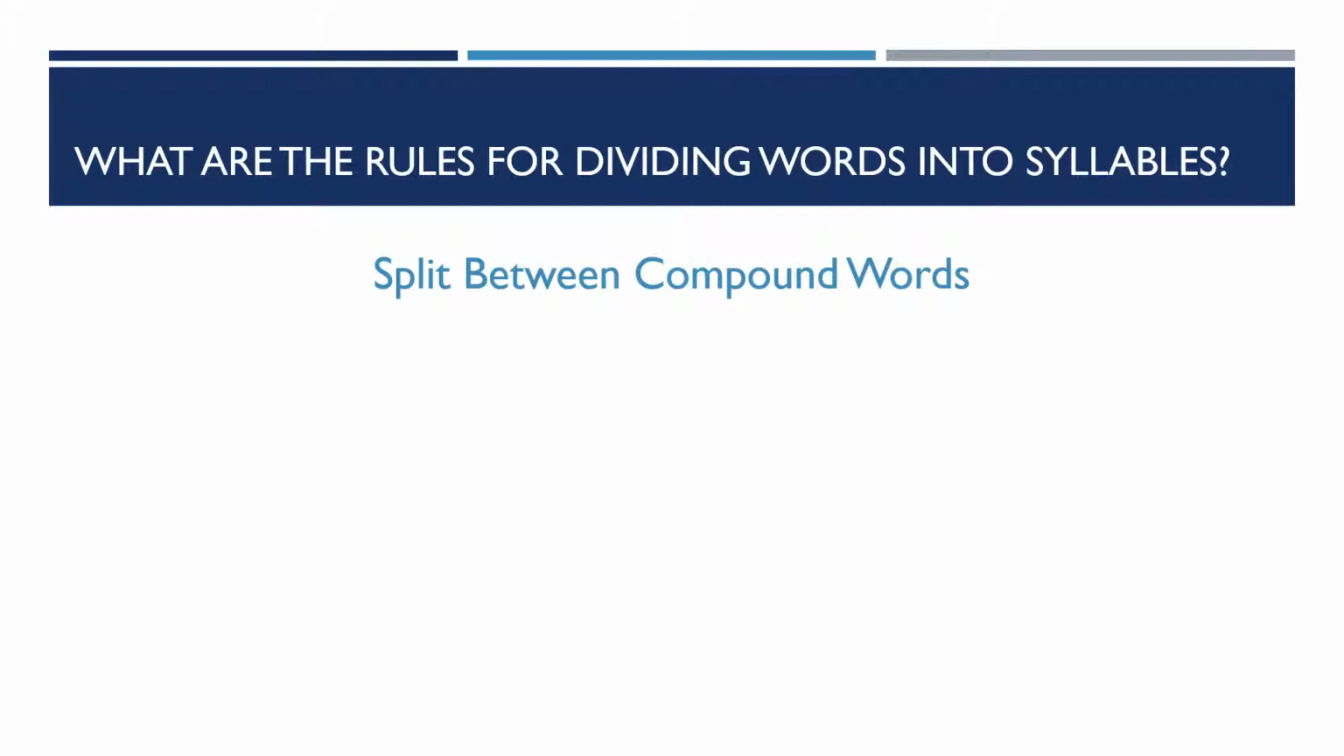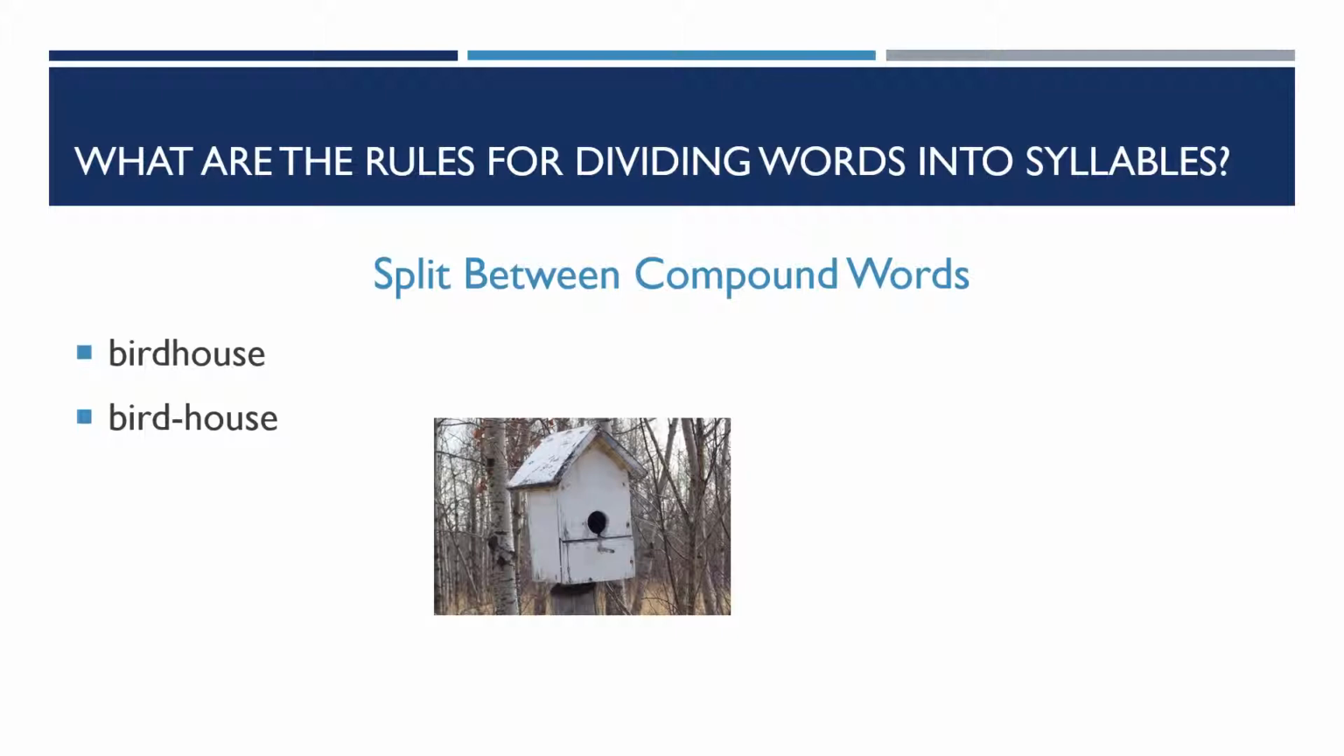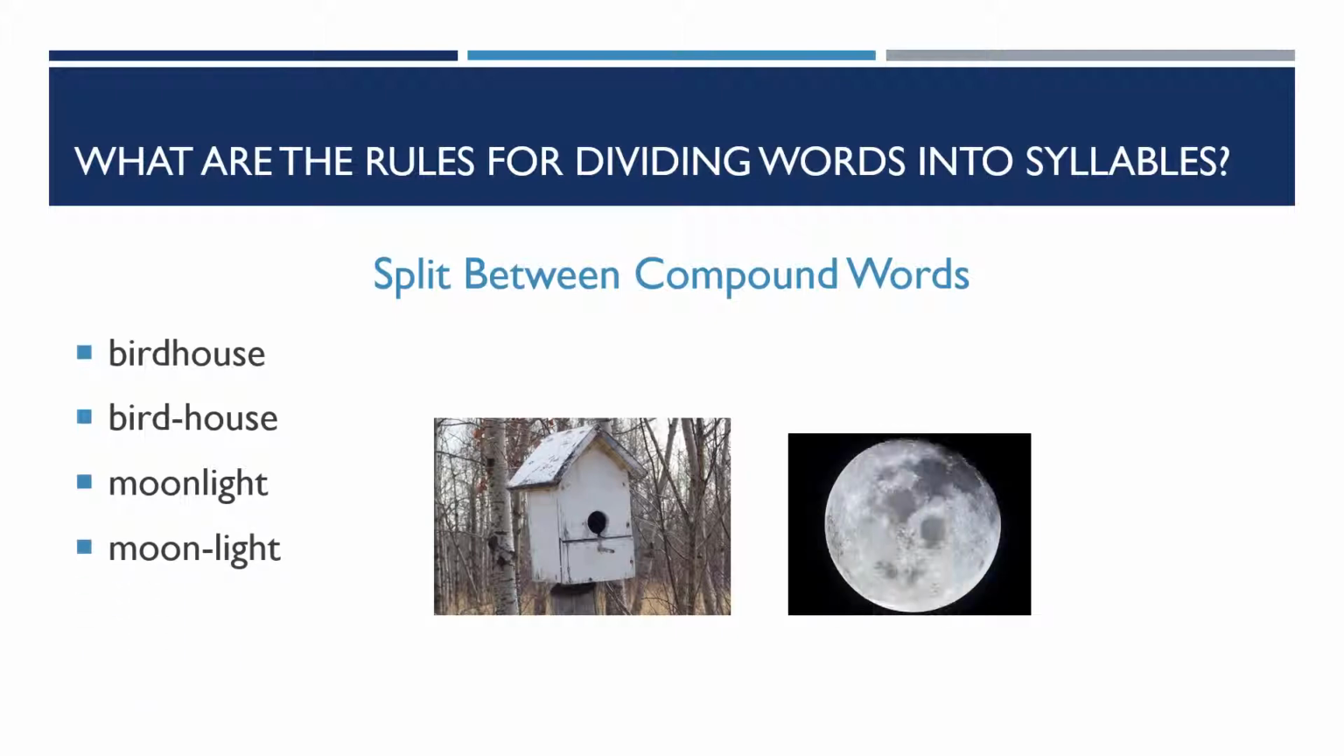The first rule is to split a word between compound words. So for the word birdhouse, to divide it into syllables, it becomes bird house. Moonlight becomes moon light. And basketball becomes basket ball. There are three syllables in that word.